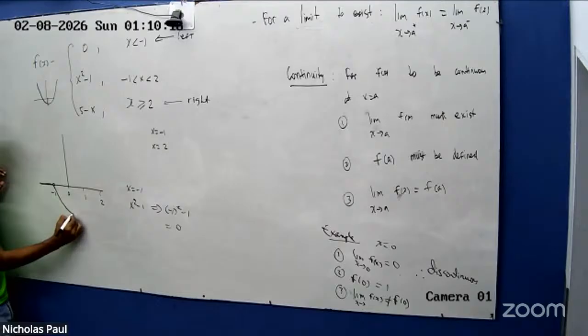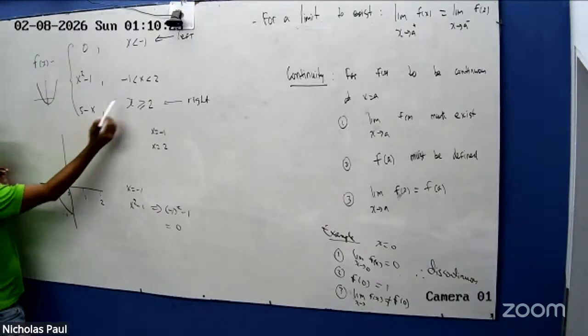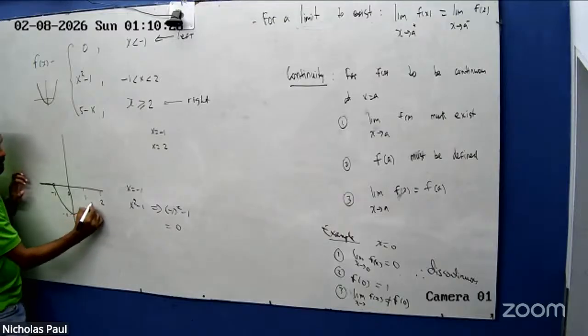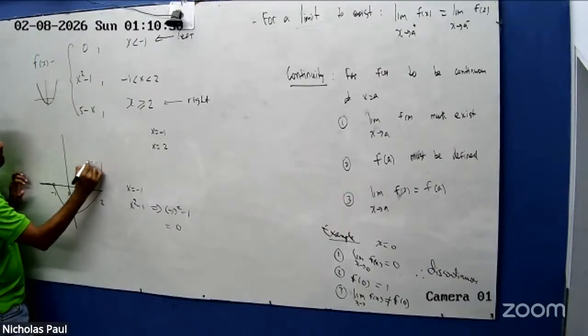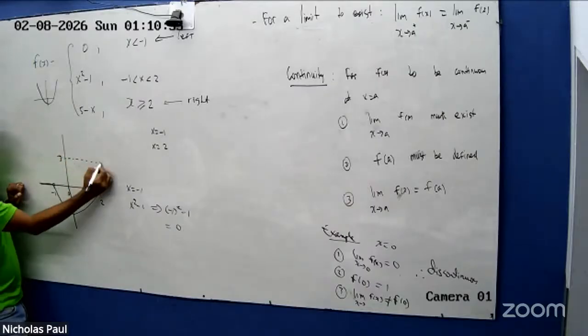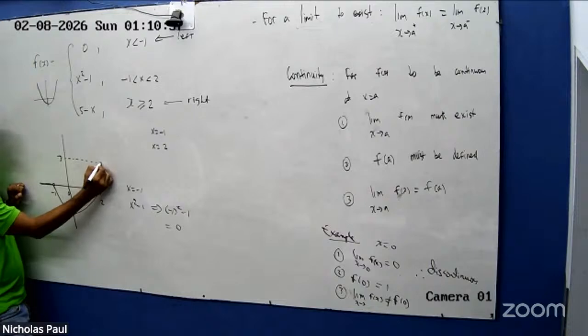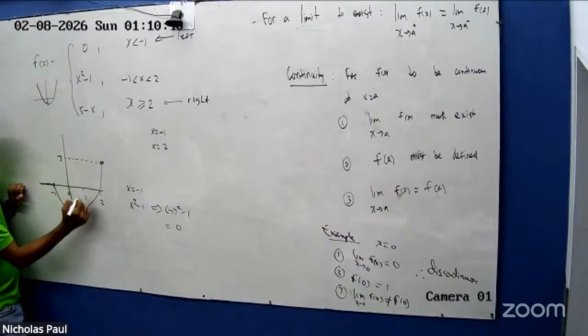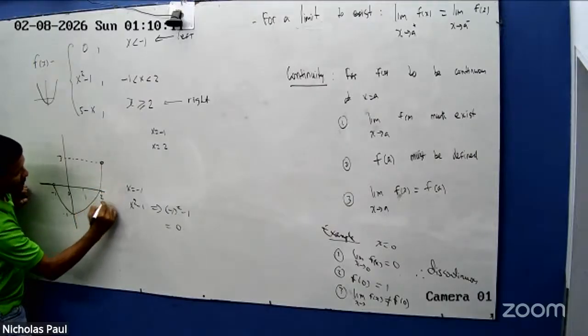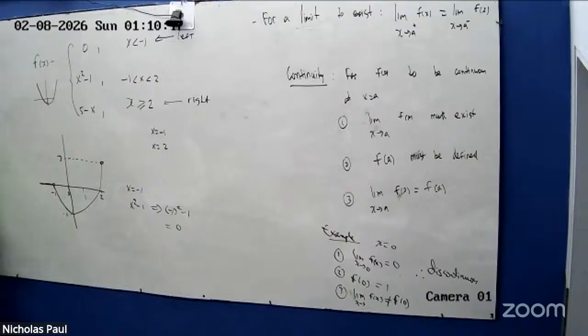When x is 0 it's -1. Then when x is 2, 2 squared is 4, 4 minus 1 is 3. So it's coming all the way up to 3. Right? Is it hollow or solid here? Hollow. Right? Let's pretend that's 2 there. You okay with that? Are you sure?